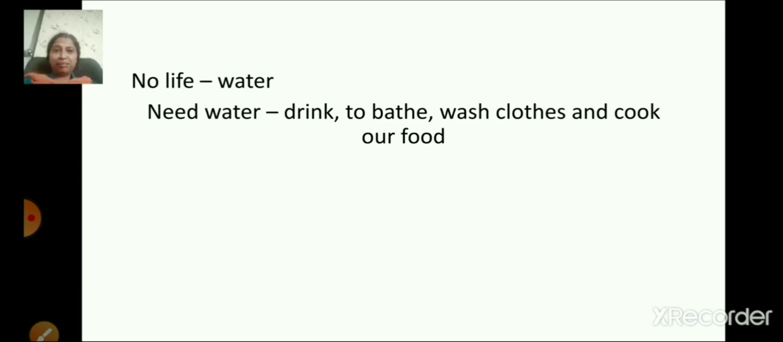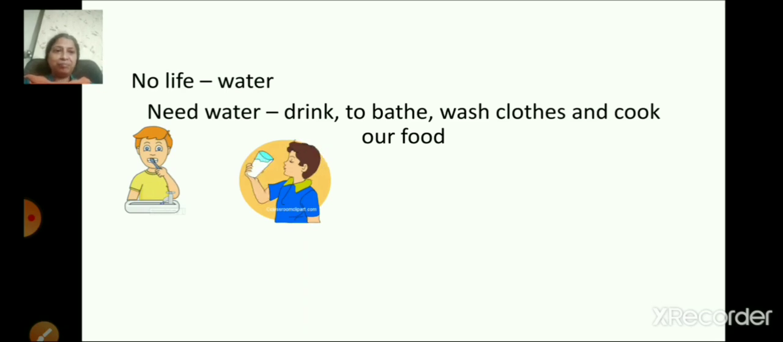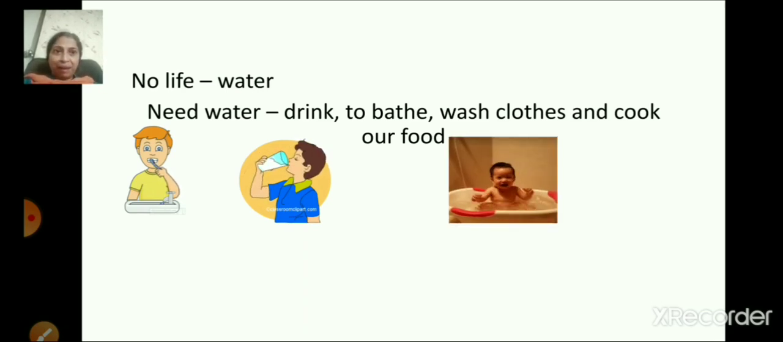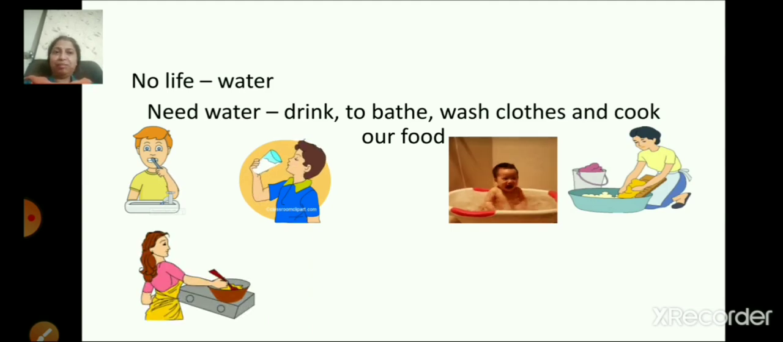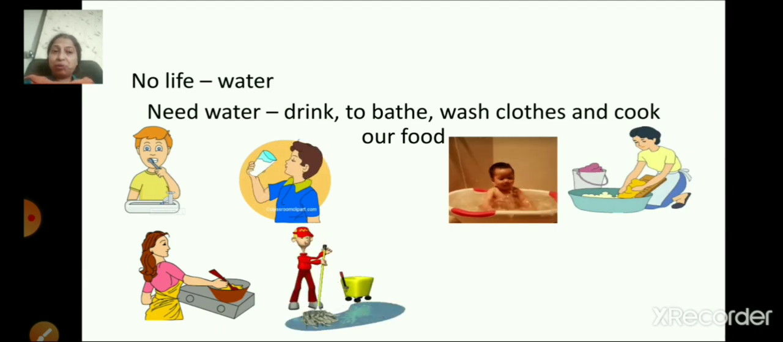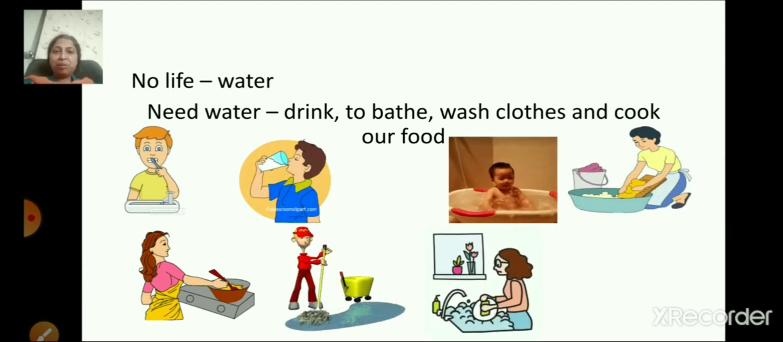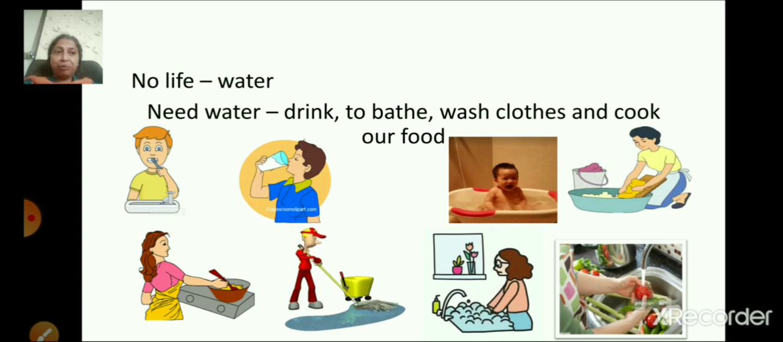So we need water. Now tell me, when you get up in the morning, what is the first thing you will do? Yes, you will brush your teeth, isn't it? So we need water to brush our teeth, to drink, to bathe, to wash clothes and cook our food. We also need water to clean our house, to wash utensils, to wash vegetables and fruits.